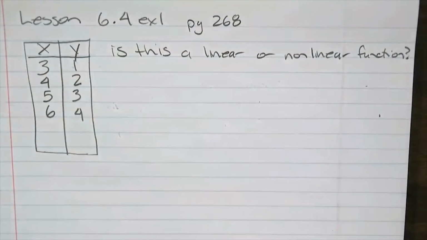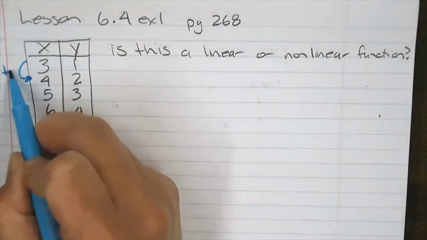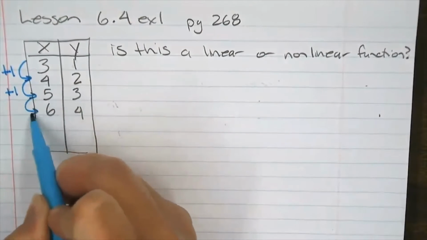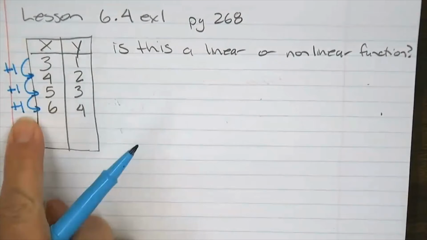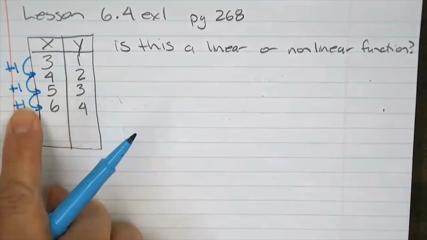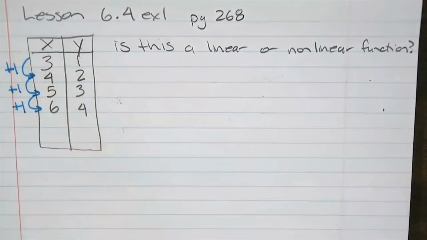So the way we do that, and we've already touched upon this, we're going to look for a constant. We're looking at the patterns, and we're looking for a constant pattern. So let's take a look at our x's. 3 to 4, plus 1, plus 1, plus 1. So my x, we have a constant change, right? Or a constant pattern. This is a constant change. It's increasing by 1.